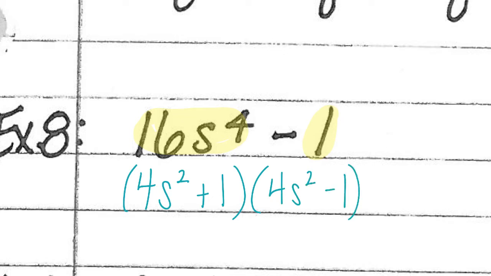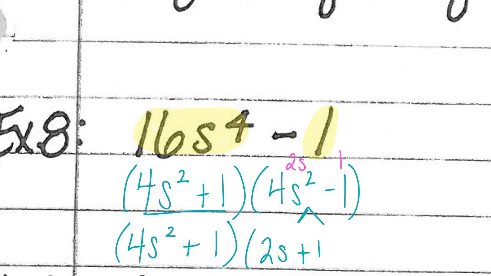From here, this side is prime, so I'm going to rewrite that, because remember, perfect squares that are being added are prime. This one can continue on. The perfect square of 4s squared is 2s. The perfect square of 1 continues to be 1. So 2s plus 1, 2s minus 1.